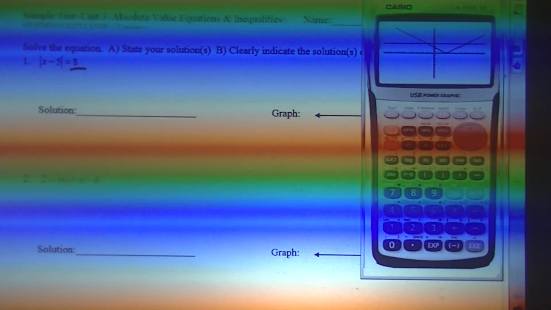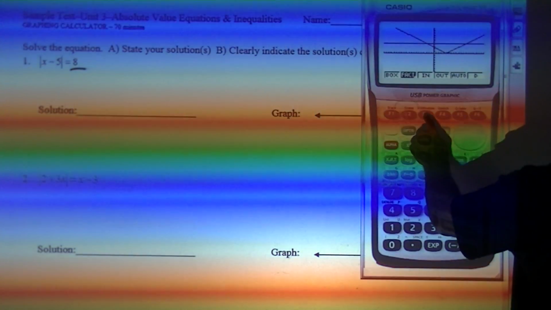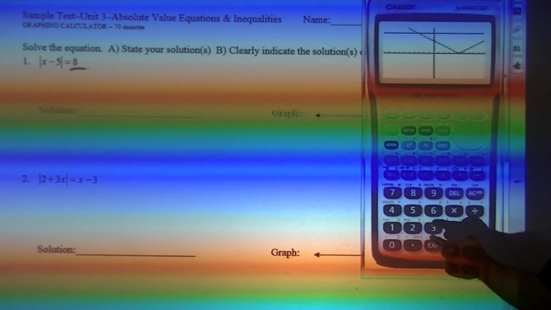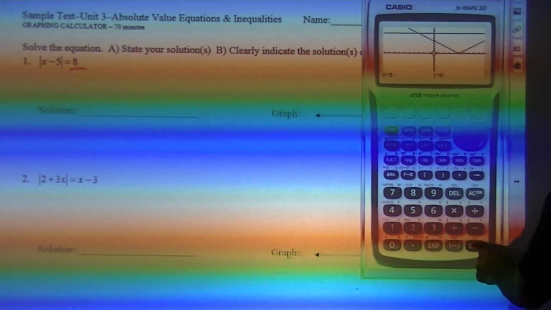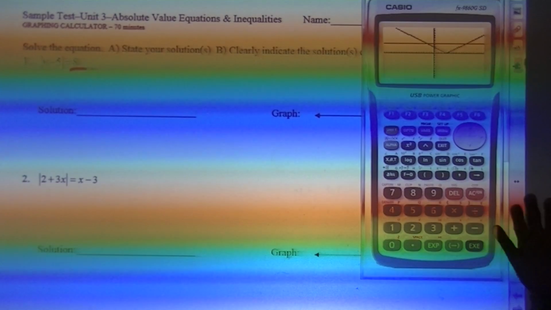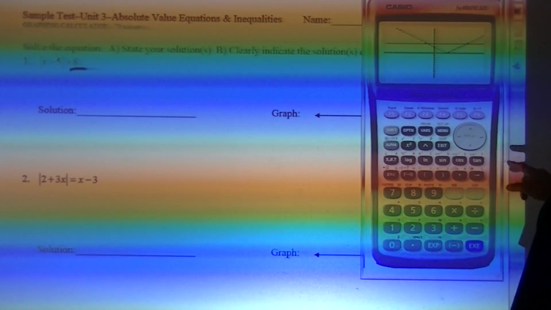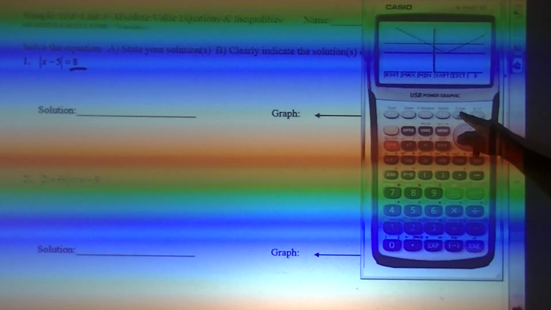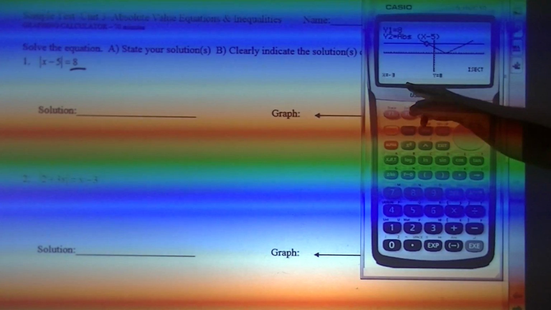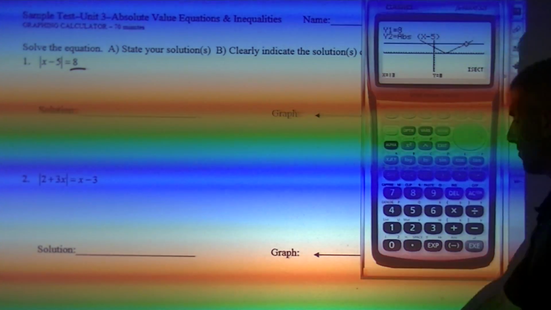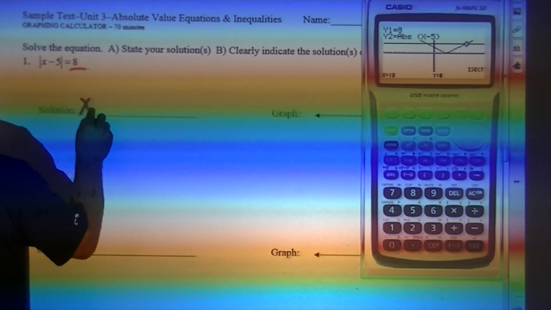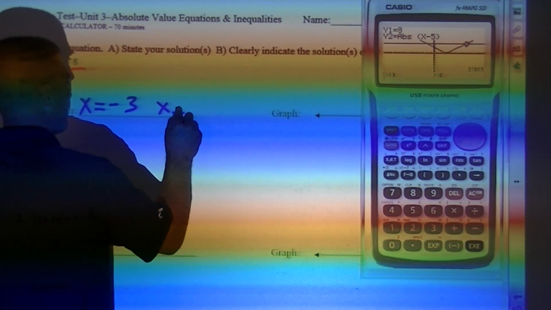Just to let you know, you should be able to zoom in and out. So zoom in, execute, or zoom out, execute. That's just how you would zoom in and out. So I'm going to go to G-solve, intersect. I got -3, and I hit over to get the other one. So I got two solutions: x equals -3, x equals 13.